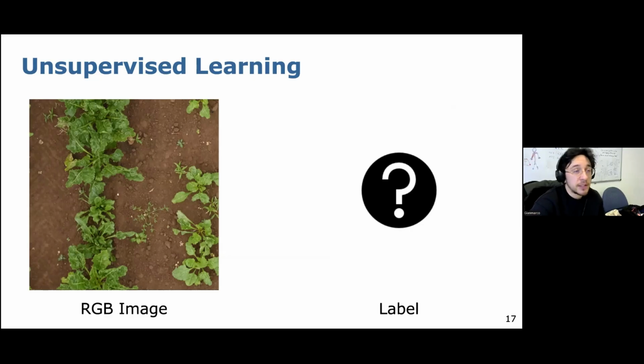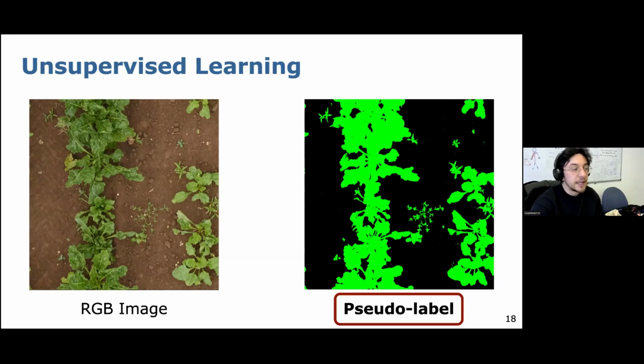And there are several techniques that have been explored in the literature. However, for most of my PhD, I mainly focused on computing what are called pseudo labels. In this case, the pseudo label is a vegetation mask. So we use the green color from the image to define which pixels belong to vegetation in green and which pixels belong to soil in black.